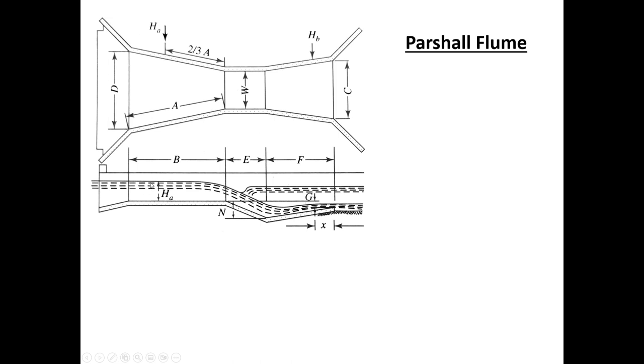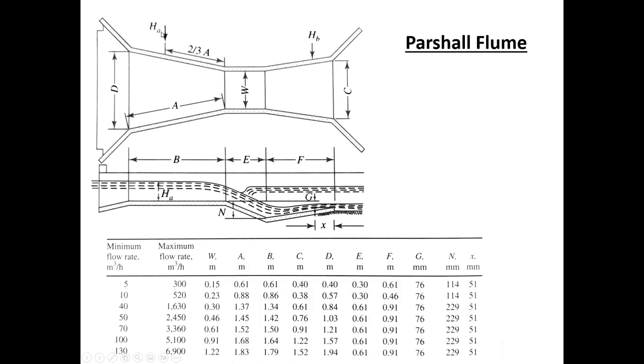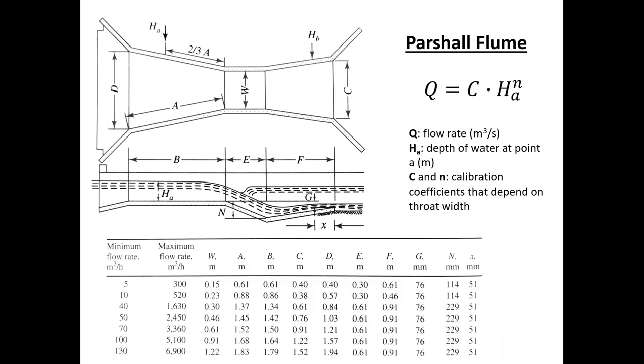But at this approach point, location A, we measure the depth, and there's a series of empirical calibrations that have been done relating the depth of flow at this location to the volumetric flow rate that goes through it. So there is an equation that for free flow is relatively simple to calculate.